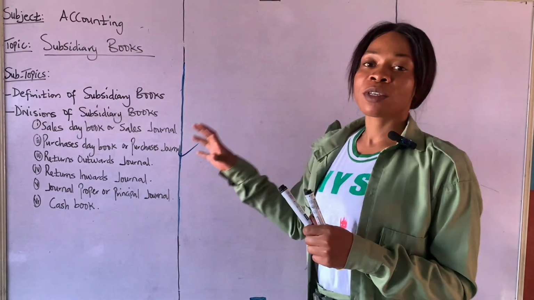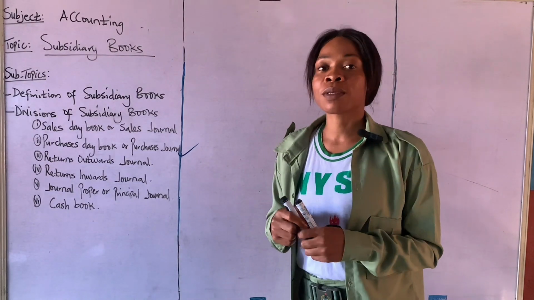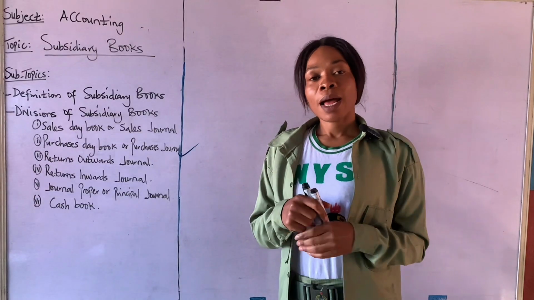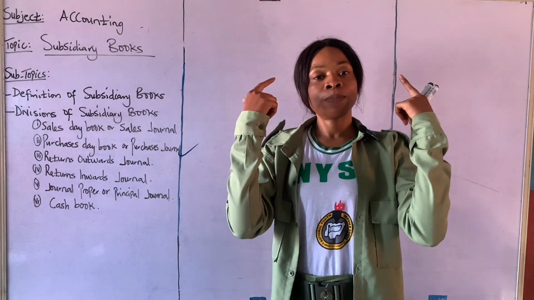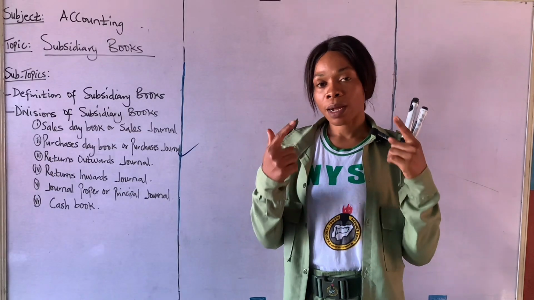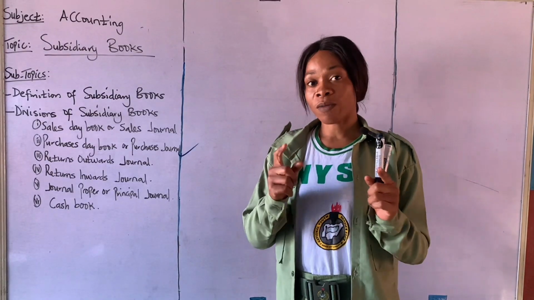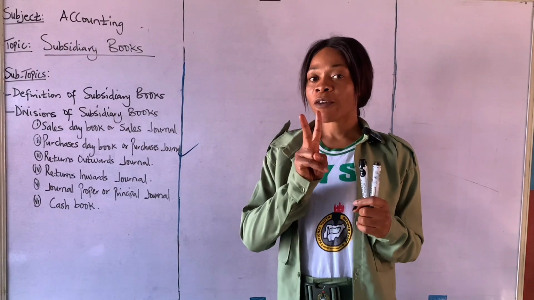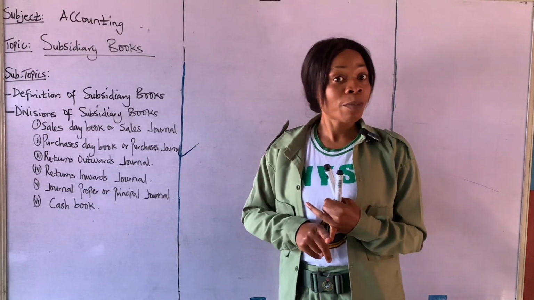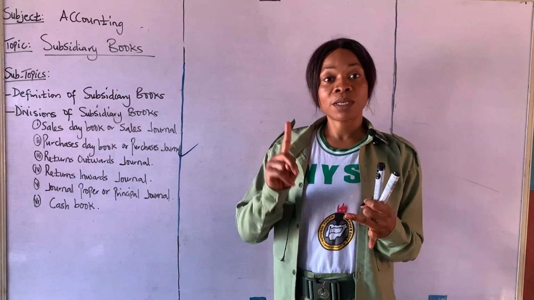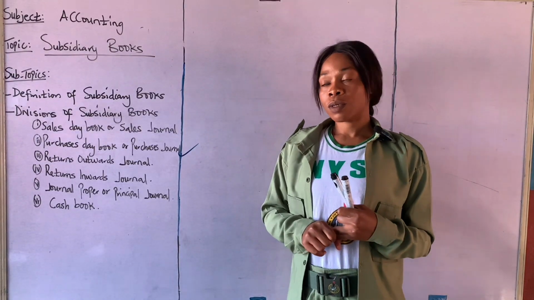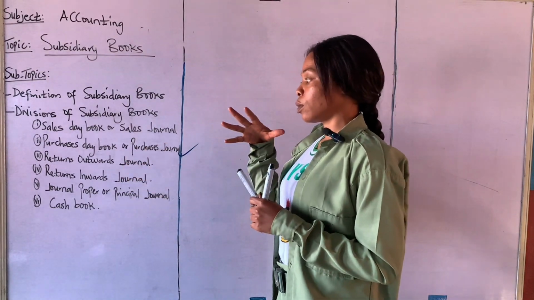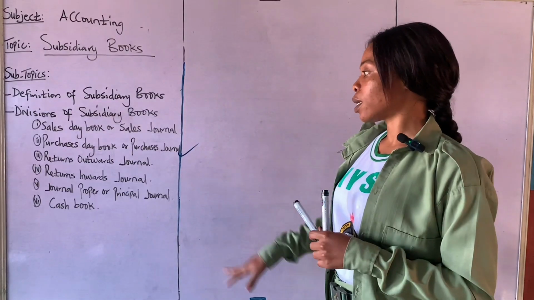Now, briefly, under the purchases daybook or purchases journal, we are going to look at the definition, the format, and illustrations, as well as how it can be posted into the ledger account, which is the principal book of account. Remember in our first video, I told you that in accounting we have two books of account: the principal books of account and the subsidiary books of account. So on today's video, we will do justice to the purchase daybook or purchase journal.